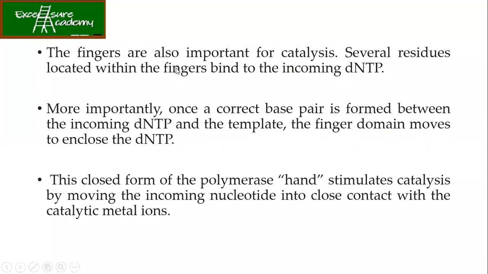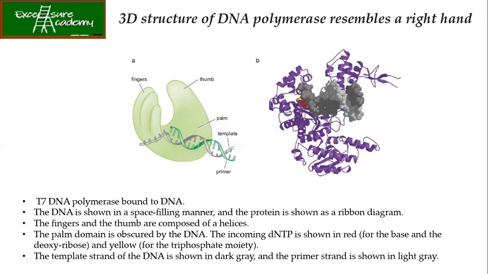Okay, so the fingers are also important for catalysis because they locate within the fingers the incoming dNTP. More importantly, once a correct base pair is found between the incoming dNTP and the template, the finger domain moves to enclose the dNTP. So एक तरह से क्या होगा, वो उसको cover कर रहा है so that they are close enough so that they can make the hydrogen bonds. ठीक है? So ऐसा लगता है जैसे एक हाथ है जिसने उसको ऊपर से ऐसे रखा हुआ है. So this will be clear with the figure over here.